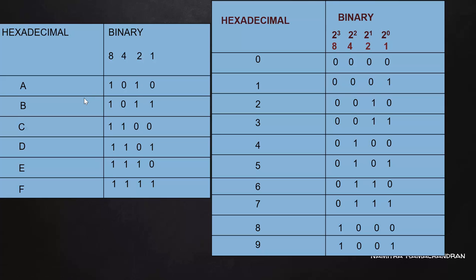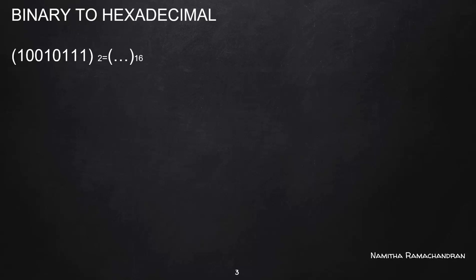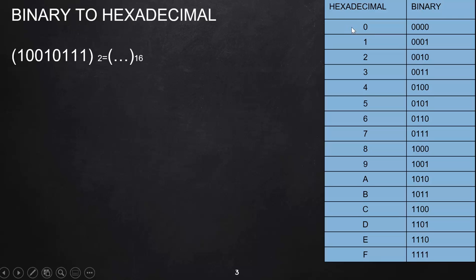converting binary to hexadecimal. Okay, so consider some example. Here we have one number in binary. We need to convert this into its hexadecimal equivalent form. So we need this particular table. We need to keep this table in your mind. This will help you to convert this binary to its hexadecimal form fast.